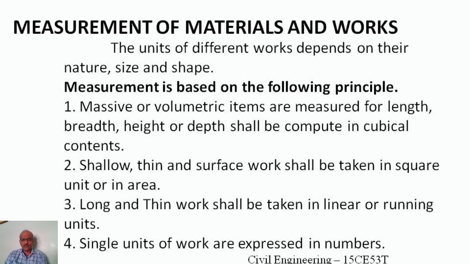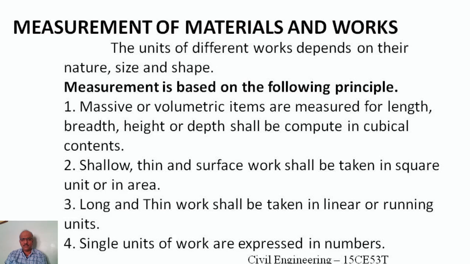And for the items whose lengths are more, and for the specified width and thickness, only the length is measured. Such items are measured in running meter. For example, skirting is measured in running meter because the height is also fixed there, and even the thickness is also fixed. For the specified thickness and width, only the length is taken for the measurement. Rainwater pipes, ornamental borders, skirting, etc. are measured in running meter.